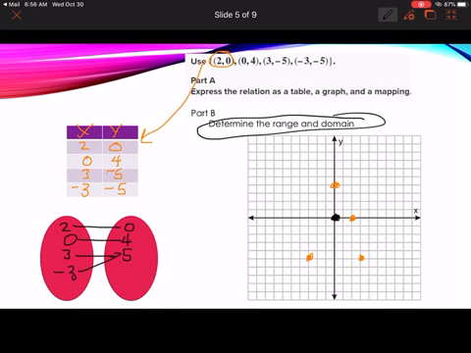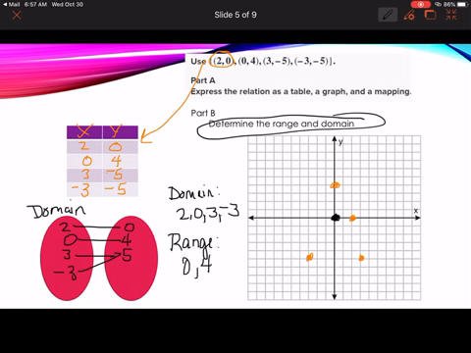So remember, the domain is the x values. So my domain is 2, 0, 3, -3. Those are all commas. And the range are my y values. So that is, I only need to write them once, 0, 4, -5.